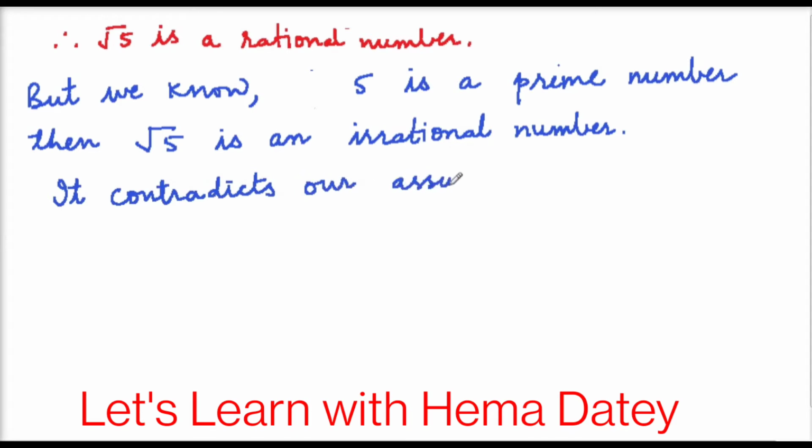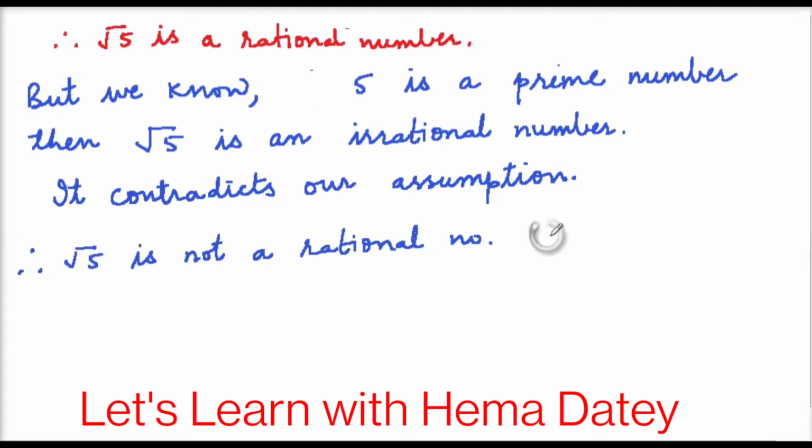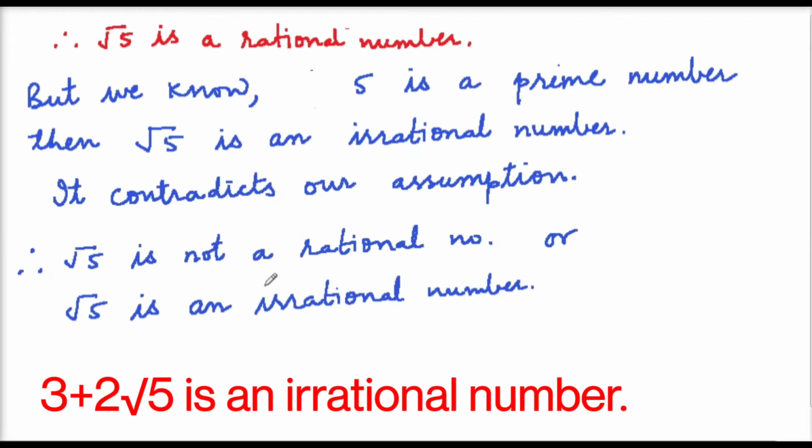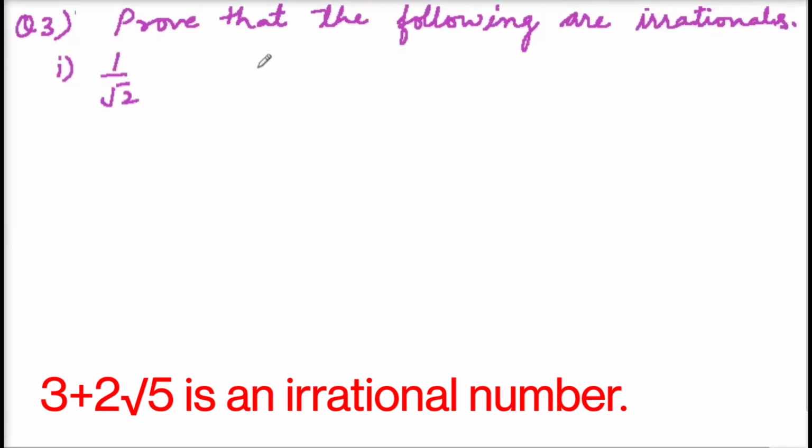So what we had assumed, that was incorrect. 3 plus 2 root 5 is not a rational number, it is an irrational number. Here root 5 is not a rational number, or root 5 is an irrational number. Therefore, 3 plus 2 root 5 is also an irrational number. Proved.